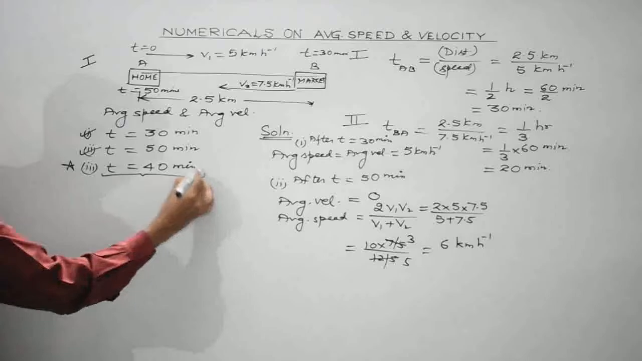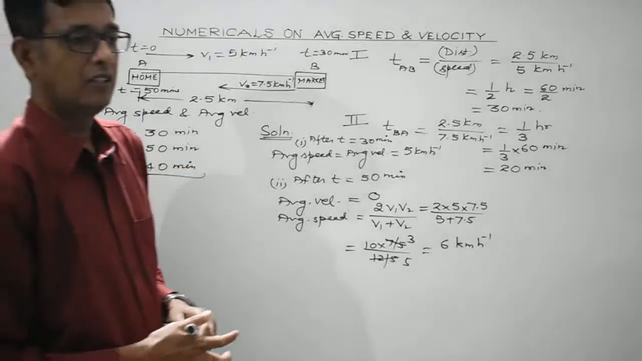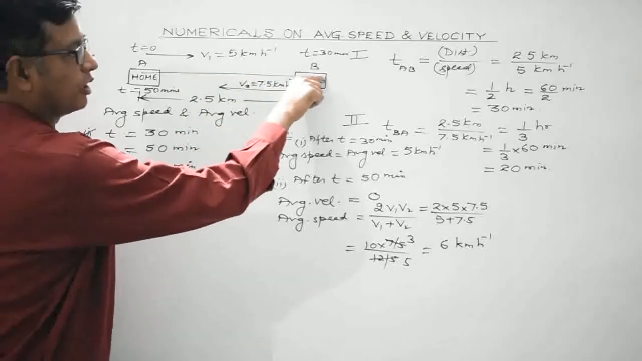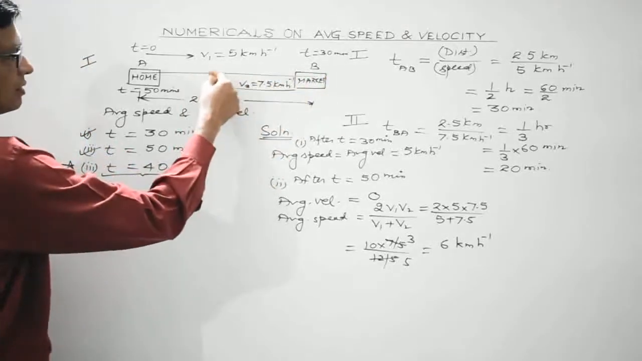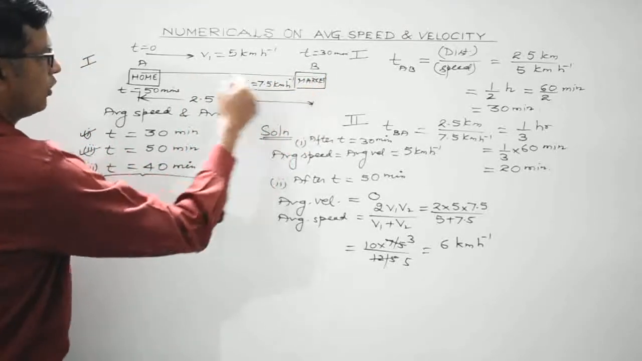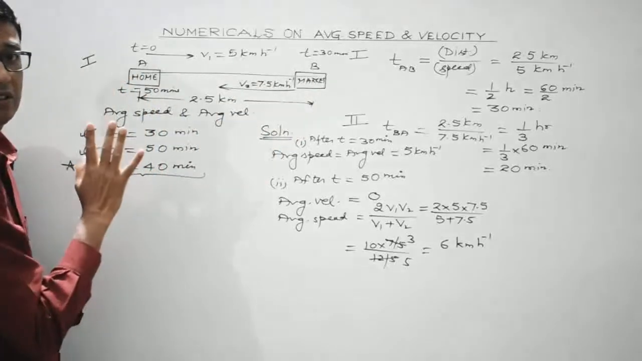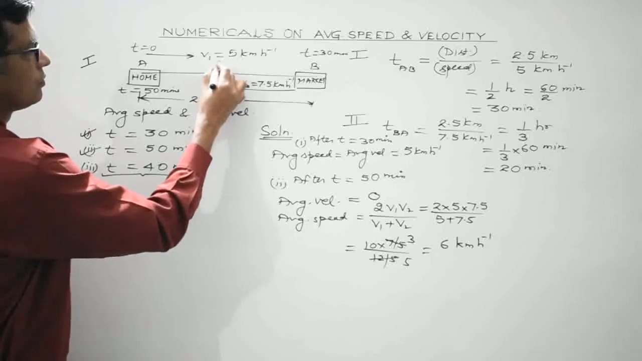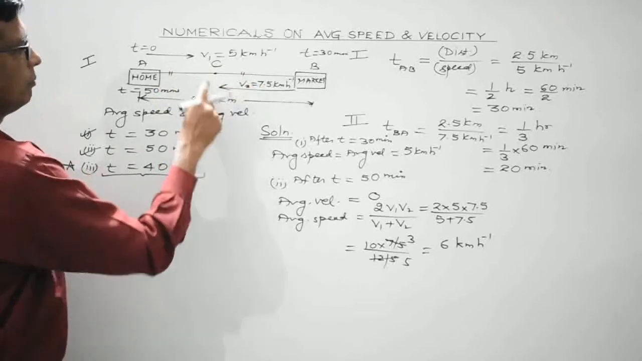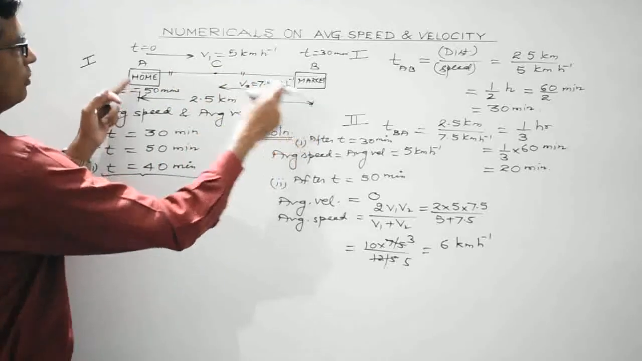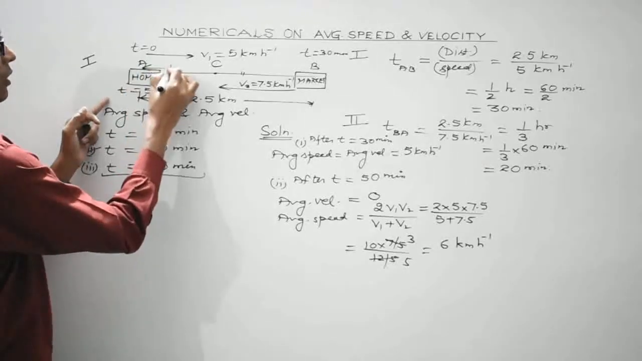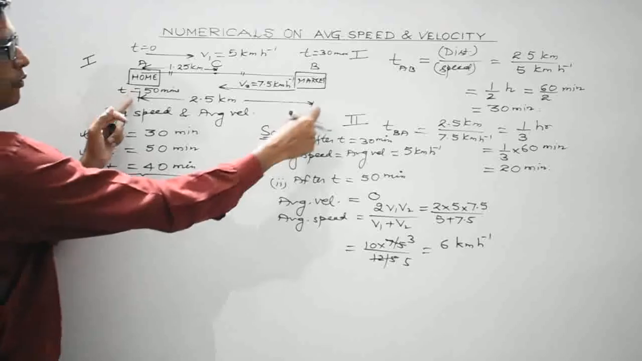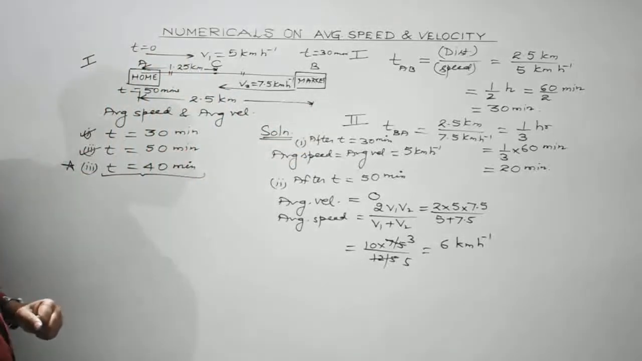For interval t equals to 40 minutes. Now look, students. In the first 30 minutes, he will reach from point A to point B. In the next 10 minutes, he is taking a total of 20 minutes and coming back from B to A. So in 10 minutes, he will be exactly at the midpoint. Midpoint means if this is 2.5 km, so this distance would be 1.25 km, half of 2.5. Half of 2.5 is 1.25, isn't it?